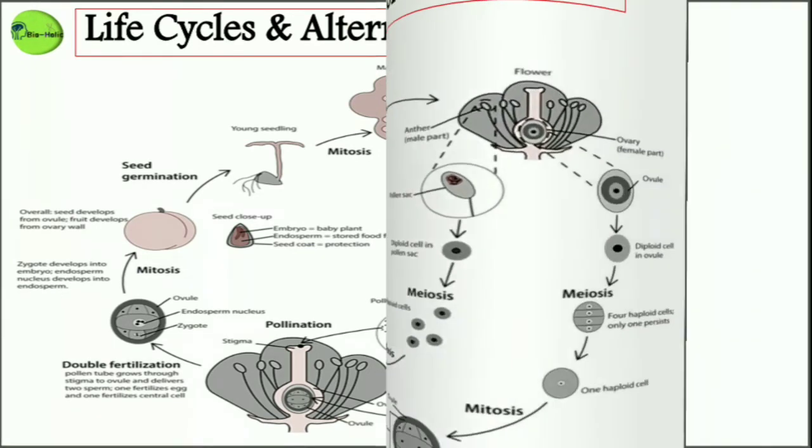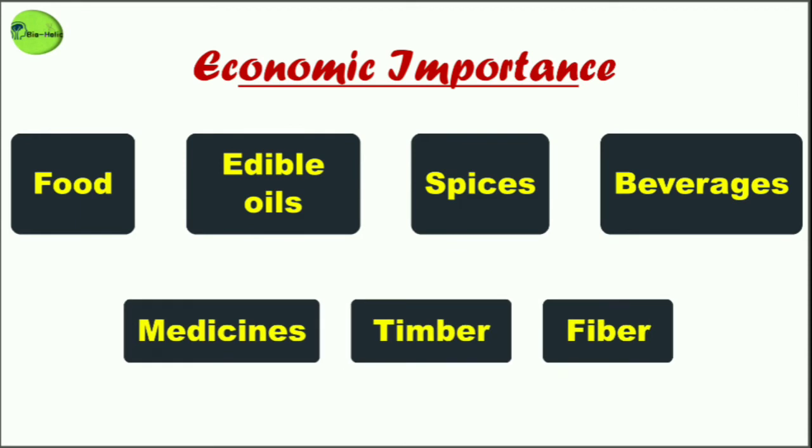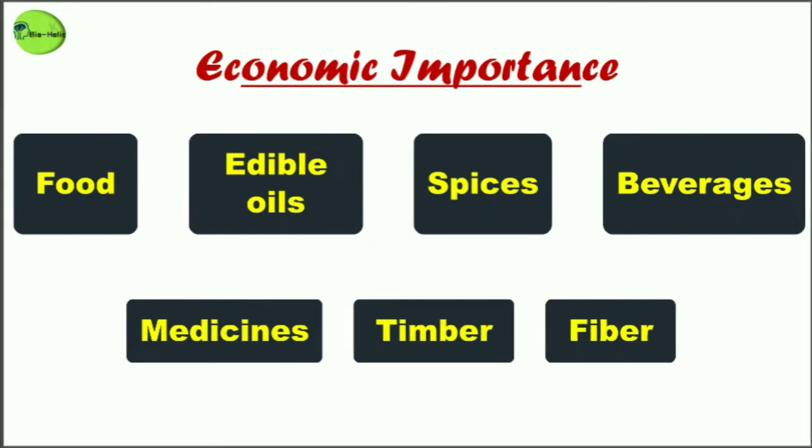and finally we will talk about the economic importance of the angiosperms. Okay, so first point is food, where the flowering plants are the major sources of food like wheat, rice, maize, vegetables such as potato, tomato, etc. Second point is edible oils, where the flowering plants are the main source of the edible oils for cooking. Third point is the spices, where common spices are obtained from various parts of the flowering plants such as coriander, black pepper, cloves, etc.